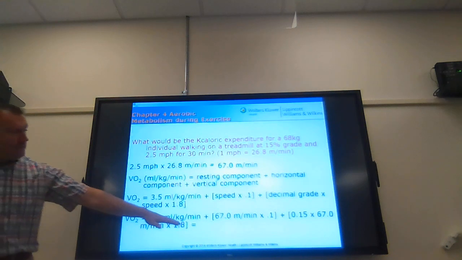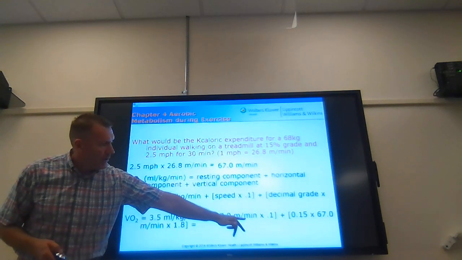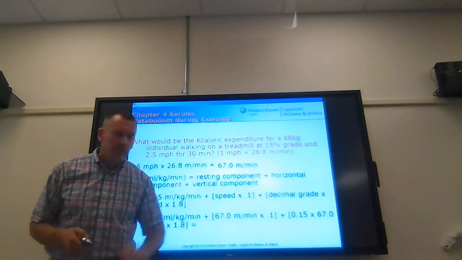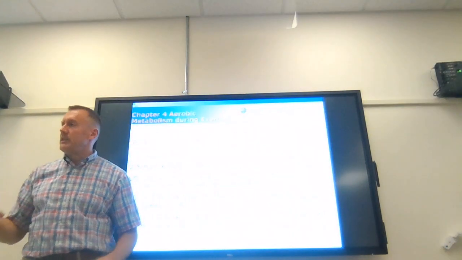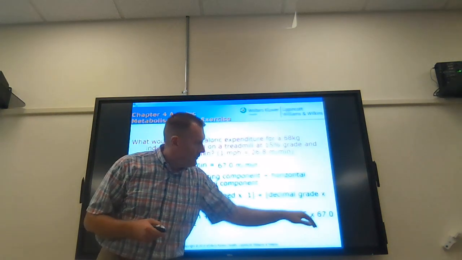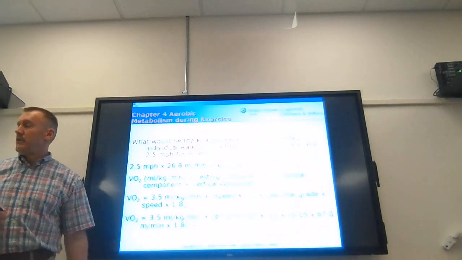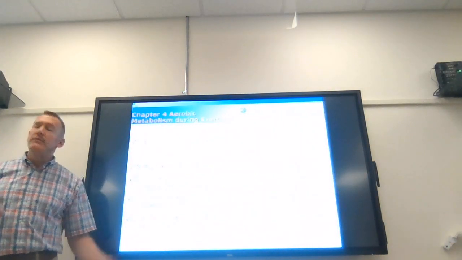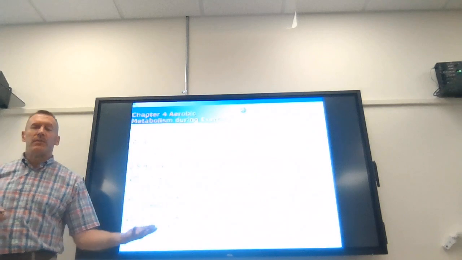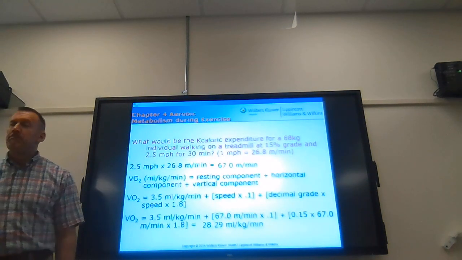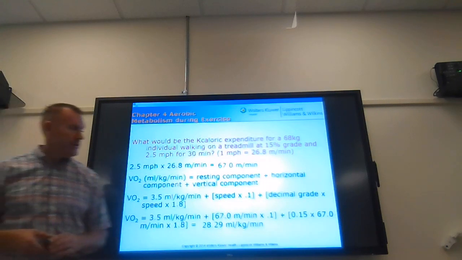So resting, okay, here's our horizontal part. That's our speed times 0.1, remember, 0.1 milliliters per kilogram per minute per meter per minute. Decimal grade times the speed times our constant, that's 1.8 milliliters per kilogram per minute per meter per minute. Okay, see if you can come up with 28.29.